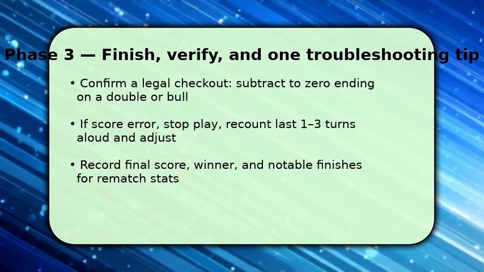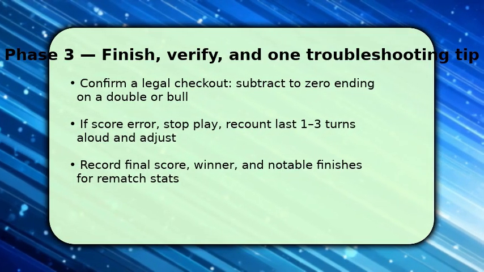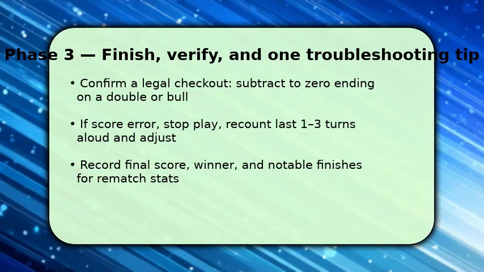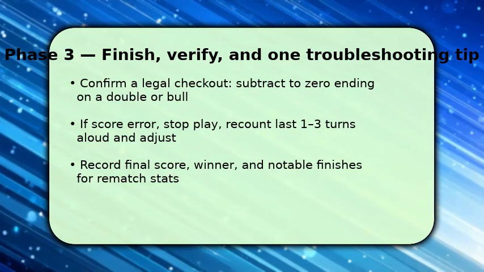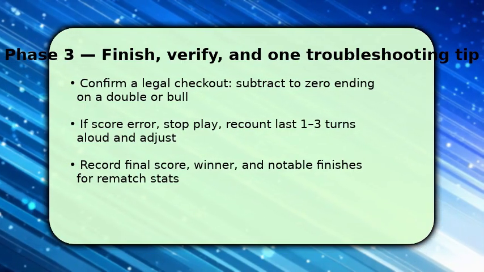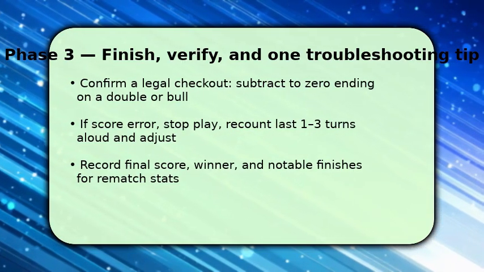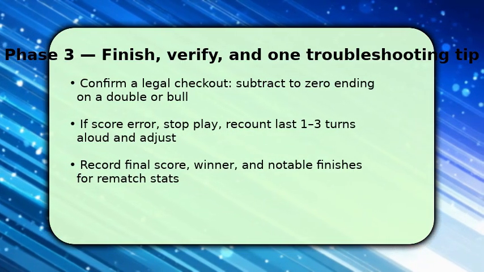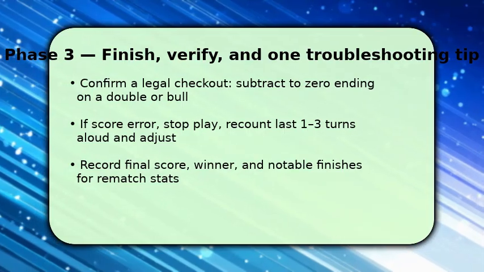If anyone disputes the running score, immediately pause and recount the last 1 to 3 turns out loud, comparing marks, make the correction, and resume. Finally, write the final scores and winner. Note any memorable checkouts. This preserves fairness, helps rematches, and improves your counter accuracy next time.